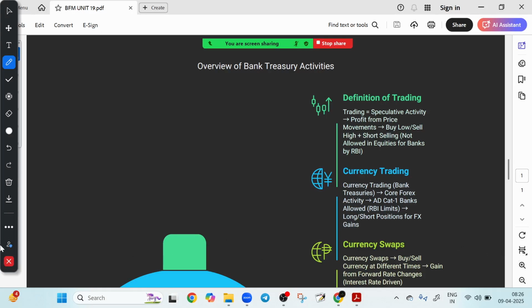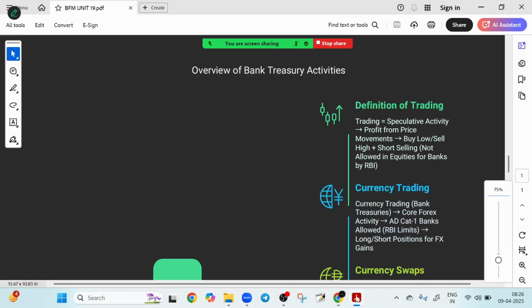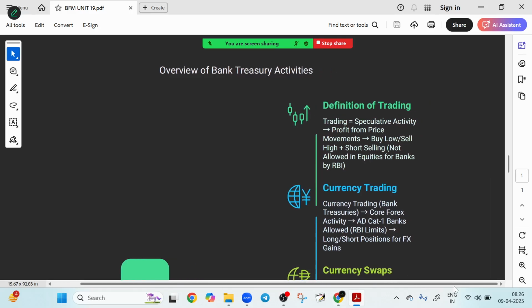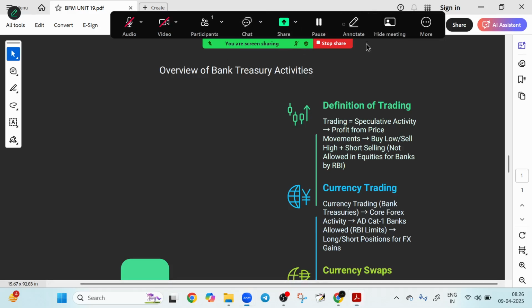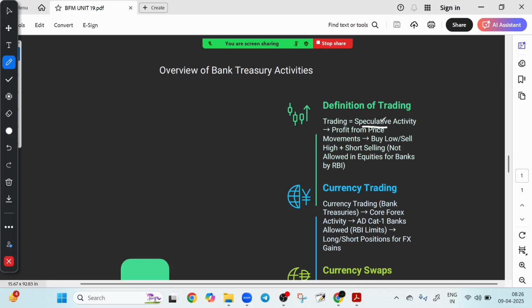First, let's talk about the definition of treasury. I hope it is now visible to you, right? Treasury is not gambling. It is a kind of calculated speculation, right? Banks profit from price movement, whether it is buying low and selling high or taking a short position. But take note, short selling in equity is not allowed by RBI. Remember, RBI does not allow short selling in equity, right?